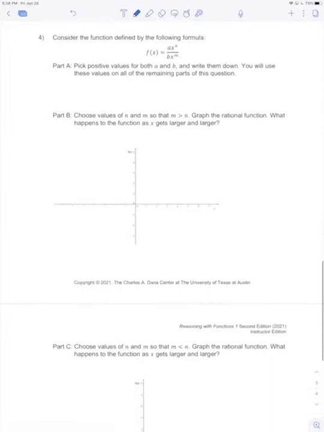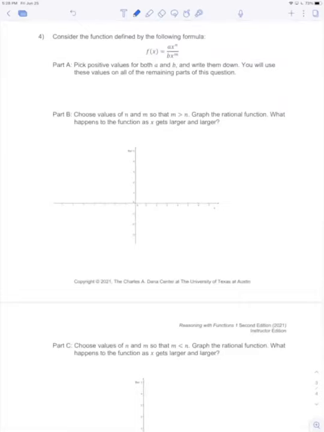So let's go to part 4. And it says consider the function defined by the following formula. F of x equals a times x to the n over b times x to the m. Part A, pick positive values for both a and b and write them down. You'll use these values on all the remaining parts of this question. If we just pick, it says pick positive values for a and b. So why don't we just take a, 5, and we'll let b be 2. So there's 2 values, 5 and 2.